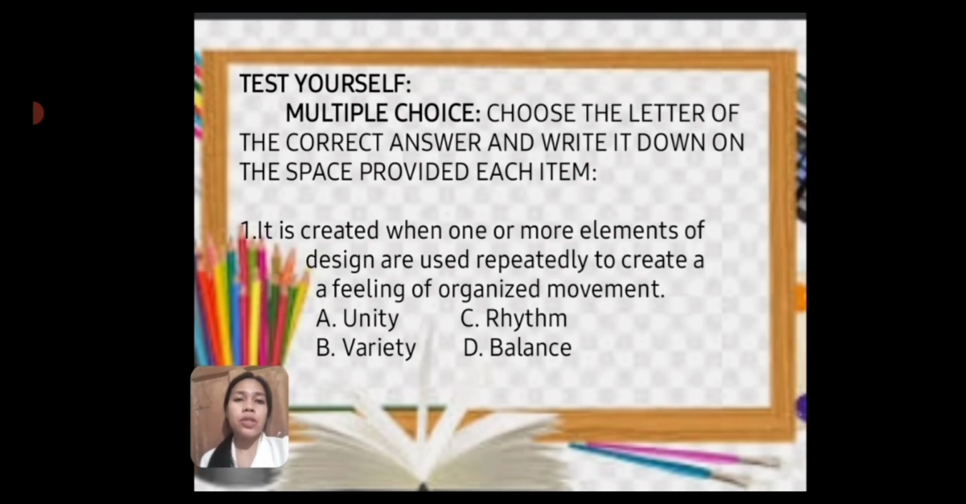So, question number 1. It is created when one or more elements of design are used repeatedly to create a feeling or organized movement. So, letter A, unity. Letter B, variety. Letter C, rhythm. Letter D, balance. So, the answer for this question is letter C, rhythm.